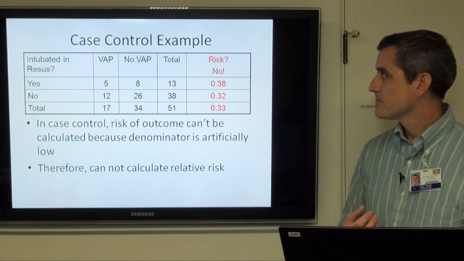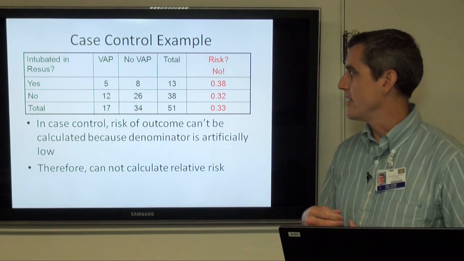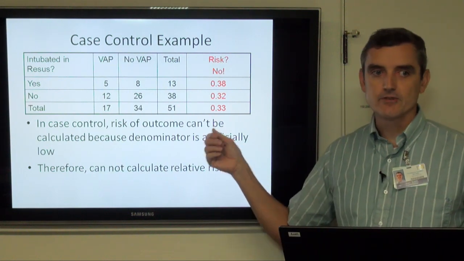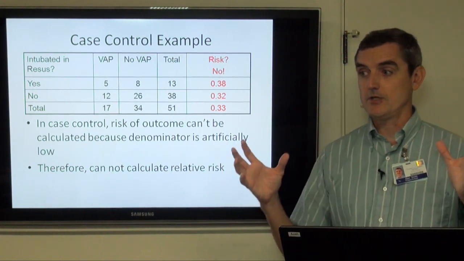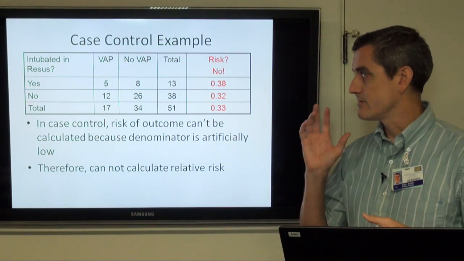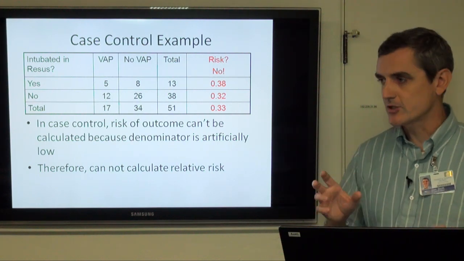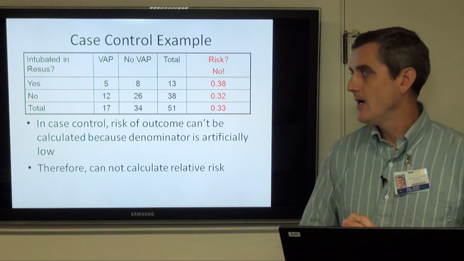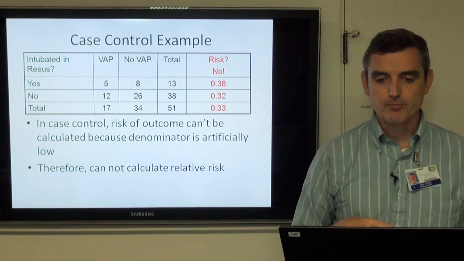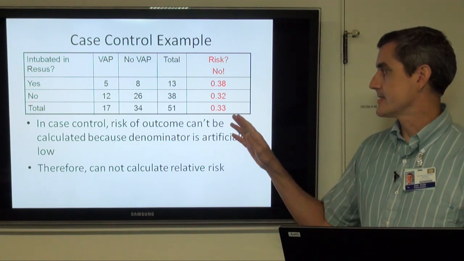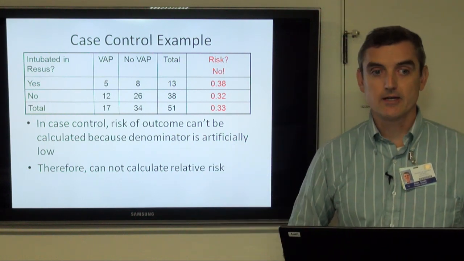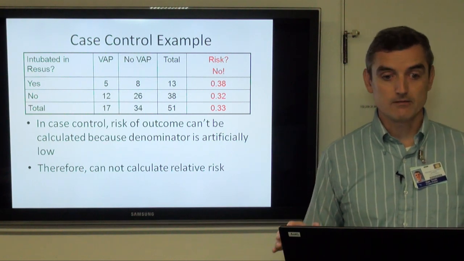resus. If we were to calculate a relative risk on this, we would need to be able to calculate the incidence rate for each of these groups. Because we basically manipulated the numbers here so that we intentionally drew only 2 controls for each case, we have artificially inflated the proportion of people who have the outcome. And so in this case, it appears that 33% of our sample actually has VAP, which of course is not the case in the real world.